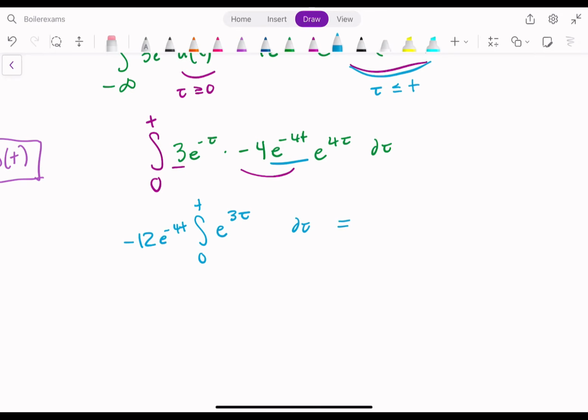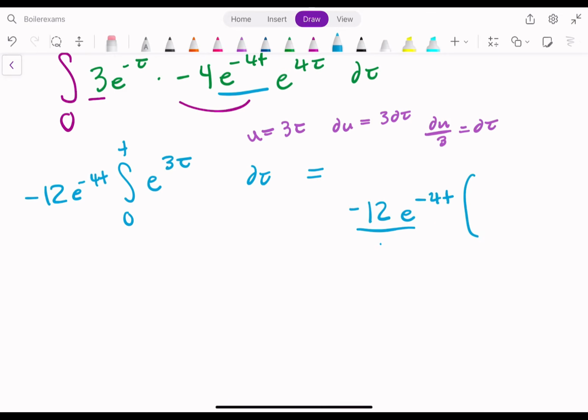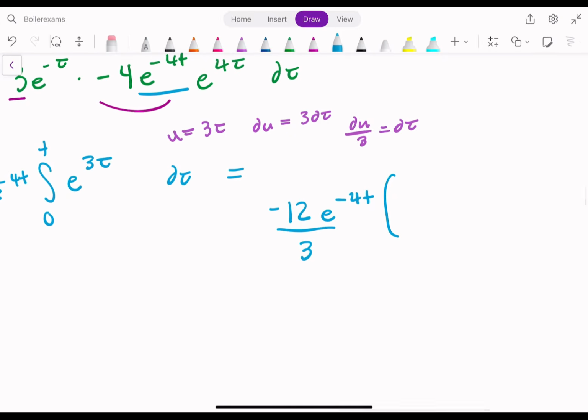And so from here, I'm going to perform u substitution to compute this integral. I'm not going to go over how you do that, but if you forgot, there's no shame. Just look it up on YouTube. It is very simple. Essentially, we're going to make u equal to 3 tau, and then du is equal to 3 d tau. So du over 3 is equal to d tau. We plug that in, and what we get for this integral is negative 12e to the negative 4t multiplied, we're going to divide this by 3, multiplied by e to the 3 tau from 0 to t.